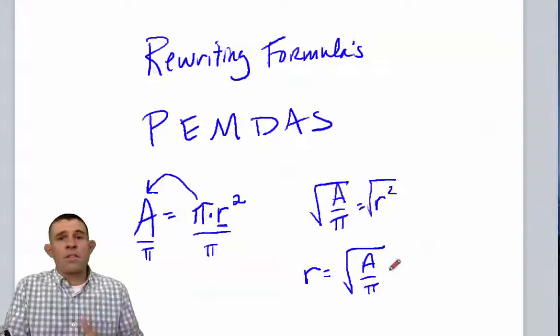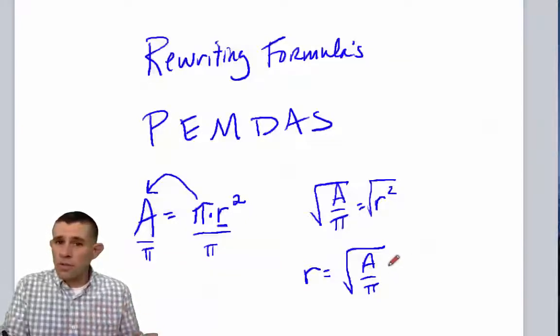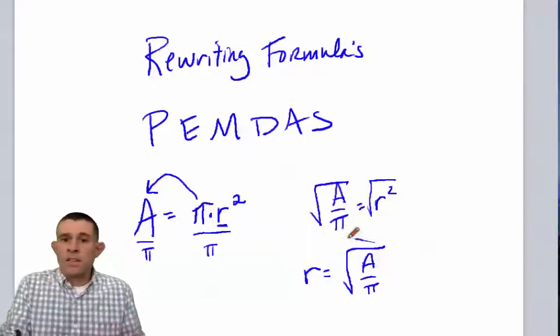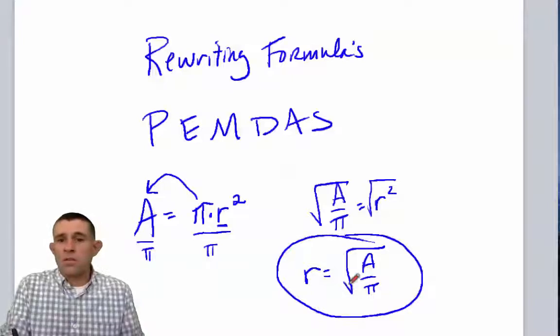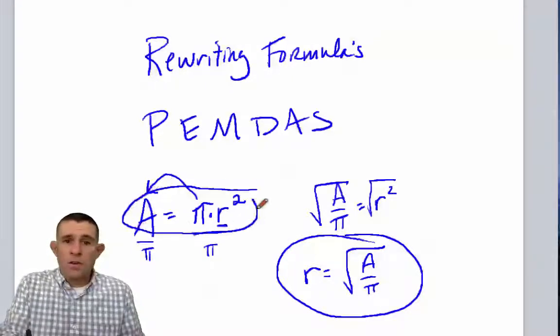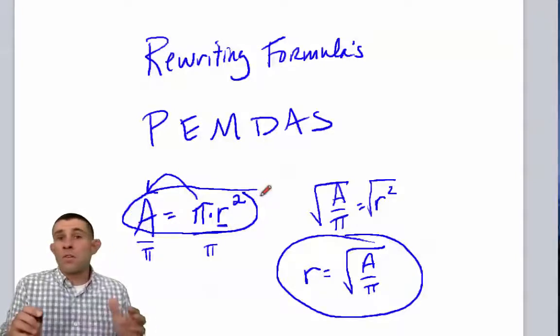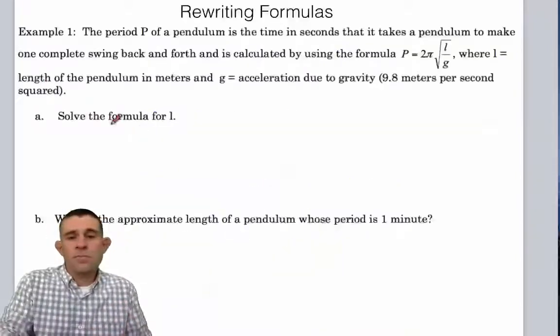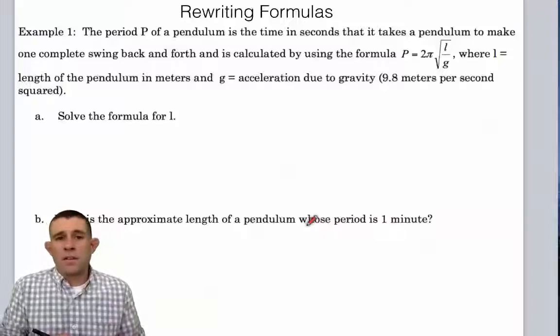Now this is the formula written in terms of r, and these formulas here, r is equal to the square root of A over pi, and A equals pi r squared, are known as what's called equivalent formulas. All right, let's take a look at another example.